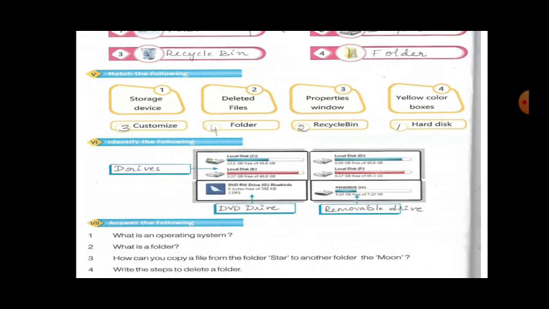Match the following. Please don't draw lines. Storage device, that is your hard disk. Deleted files, where do they go? To the recycle bin. Properties window, it's mainly for customizing. Yellow color boxes, that is a folder. So I have written it clearly. Please see it and complete the exercises.